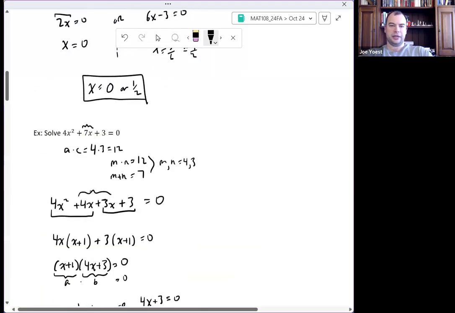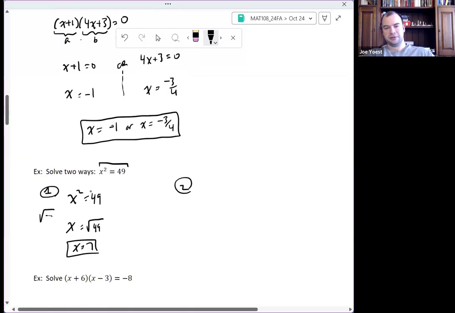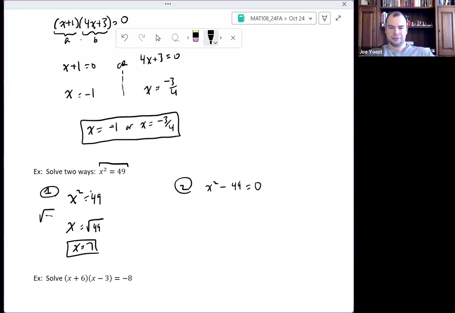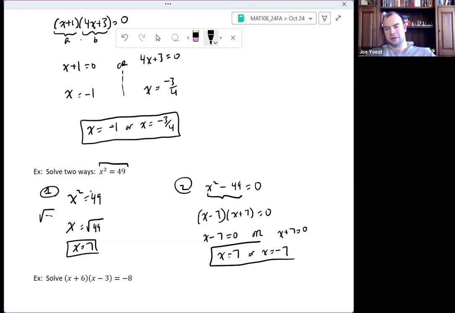For any quadratic equation, I can force it into this mold, right? I can push everything to the left and get x squared minus 49 equals 0. And then I can say, okay, I want to factor this and use the zero product property. Well, this factors to x minus 7 times x plus 7 equals 0. So x minus 7 equals 0, or x plus 7 equals 0, or in other words, x equals 7, or x equals negative 7. We actually found a second solution.